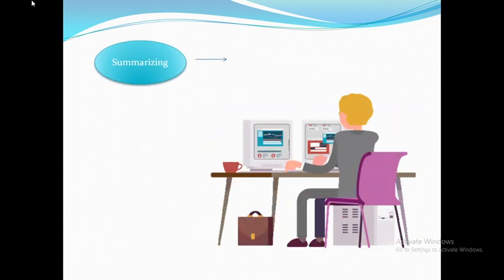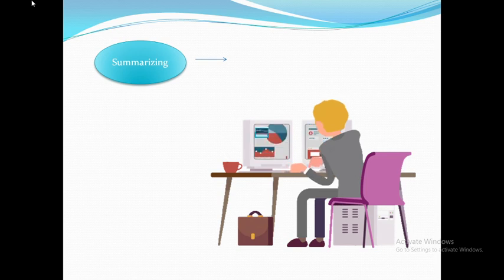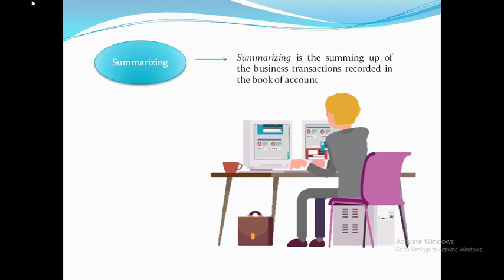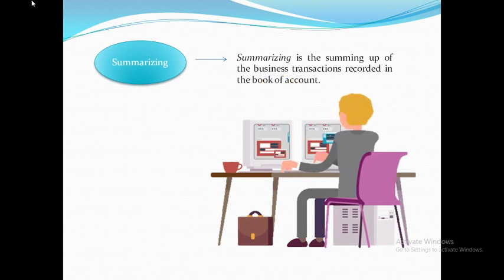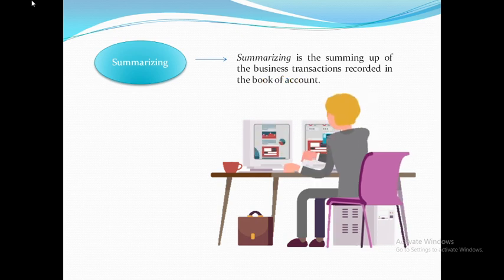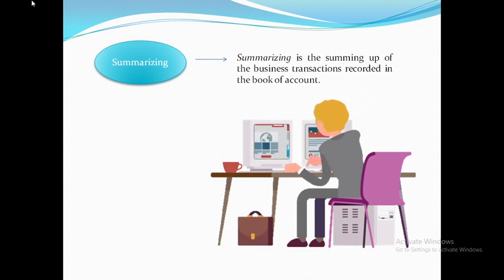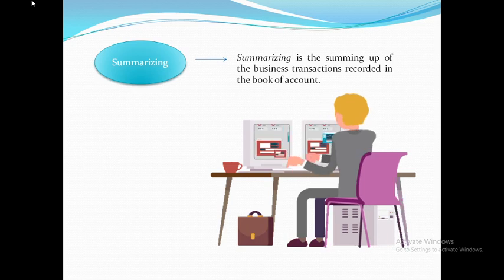The third process is what we call summarizing. Okay, this is the summing up of business transactions recorded in the book of accounts. Most probably this is the most laborious of all, because you are going to summarize or sum up all the transactions that have been done inside the business. So these three processes now comprise the first phase of accounting. The first phase of accounting is what we call bookkeeping.